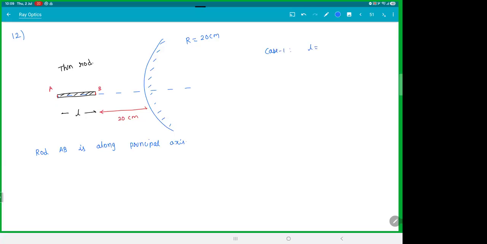Case 1, L is 20 centimeters. Case 2, L is 2 millimeters. Find the length of the rod's image. Let's see how you approach this.